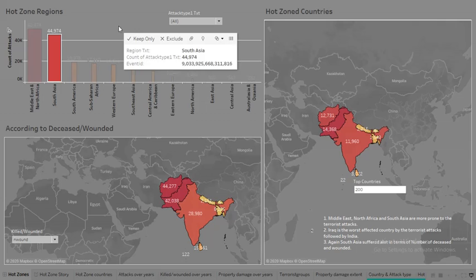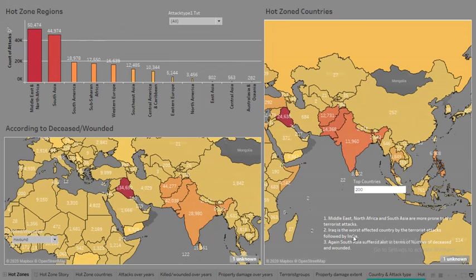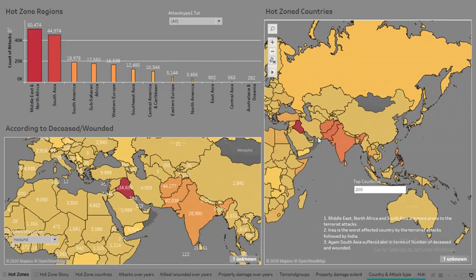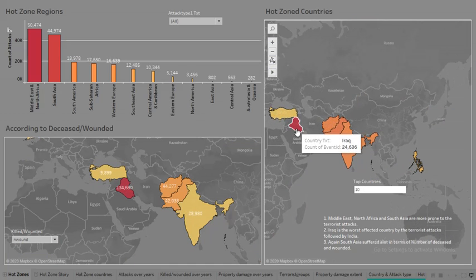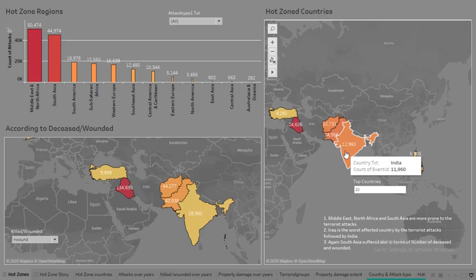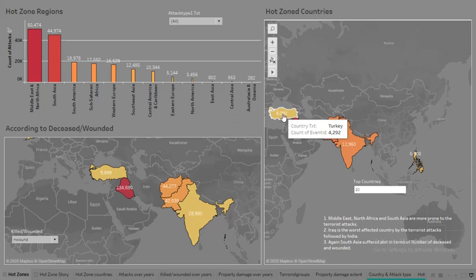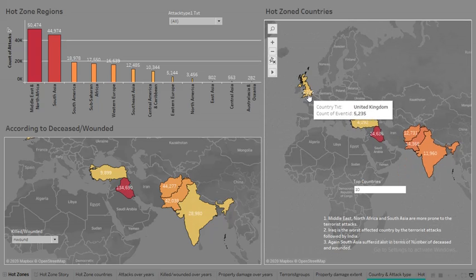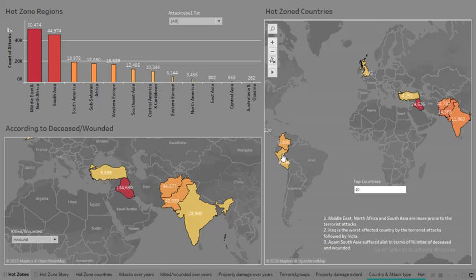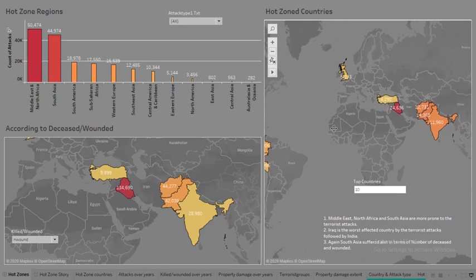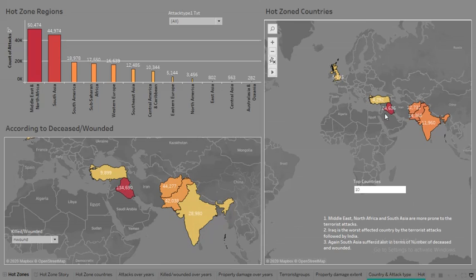So that's how this is filtered. And if you want to see the top 10 countries, for example, what are the top 10 countries? So you see, Iraq is the top first country, and then Pakistan, Afghanistan, India also, and Philippines, Turkey, UK, and then South America, Colombia, and Peru.